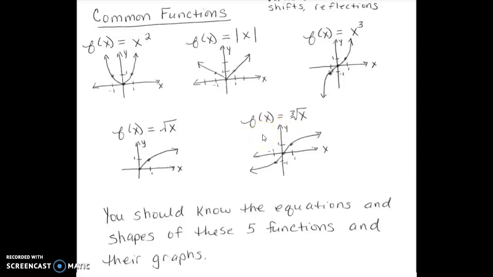And the last one is f of x equals the cube root of x. This one goes through the same 3 points as x cubed: negative 1, negative 1, 0, 0, and 1, 1. But for the cube root, it forms a horizontal S-curve that starts off to the left, curves through those 3 points, and then flattens off as it moves to the right. You should know the equations and shapes of these 5 functions and their graphs. We will see them frequently.